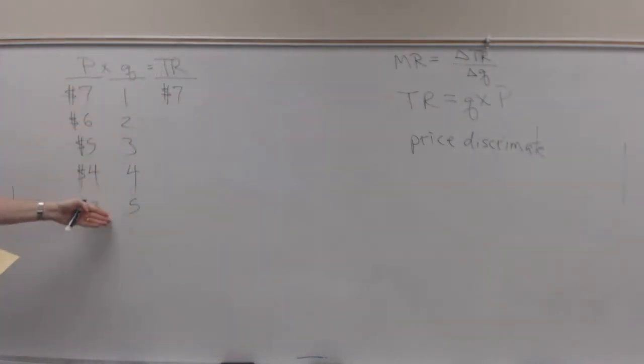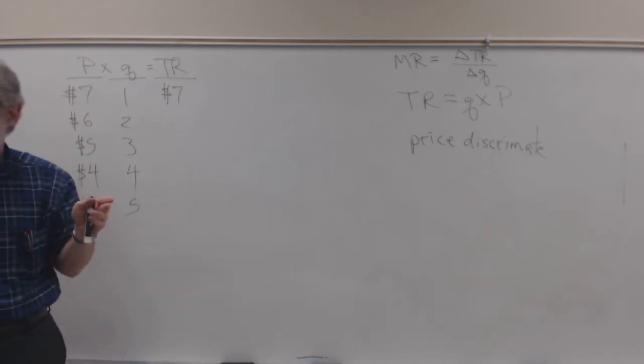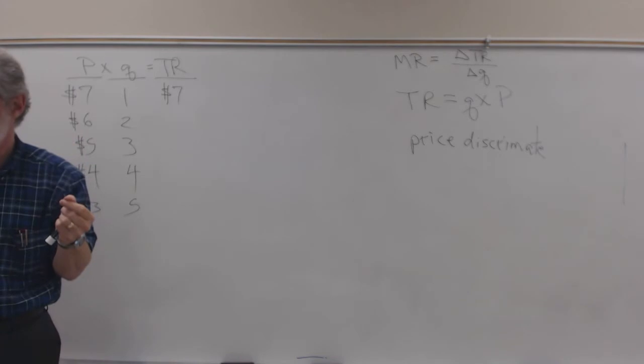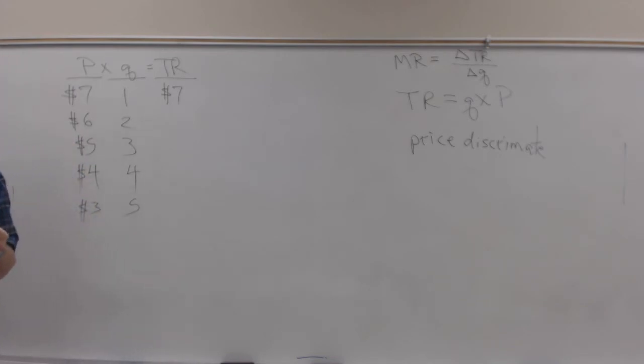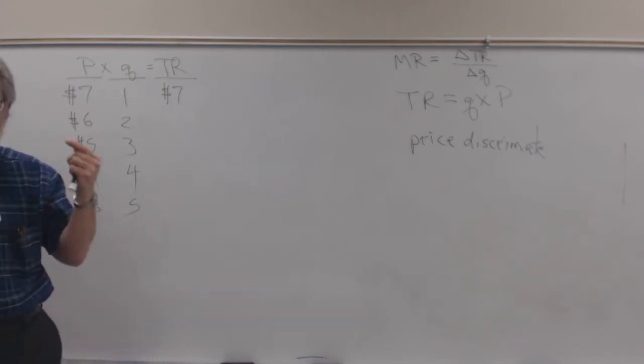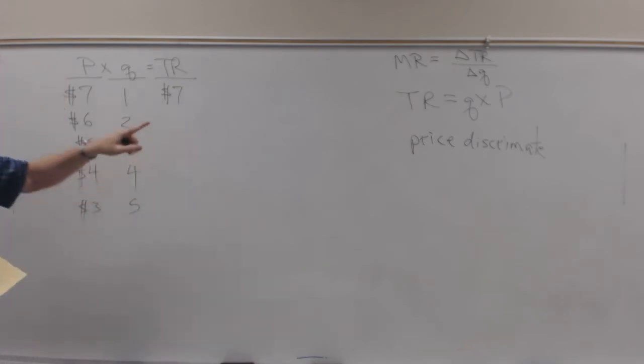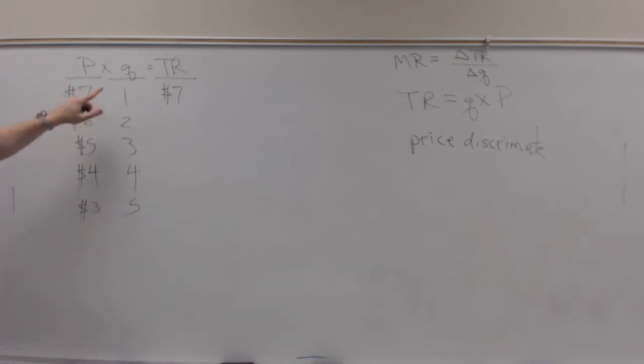Consider this demand curve. If you're the producer, what would you like to do? Charge the most you can for each and every unit. This demand curve is saying there's somebody who's willing to pay $7 for that first unit. There's somebody who's willing to pay $6 for the second, and $5 for the third, fourth, and so on.